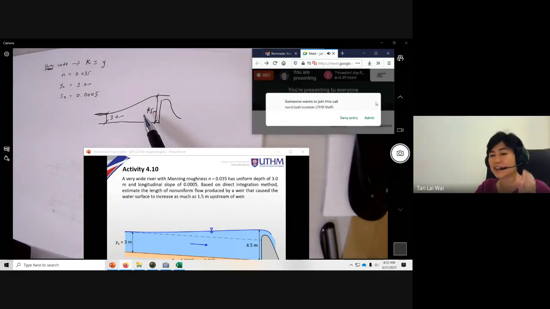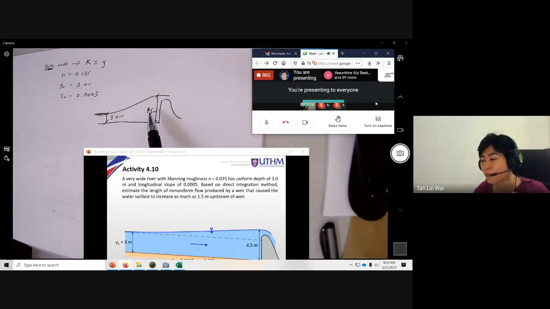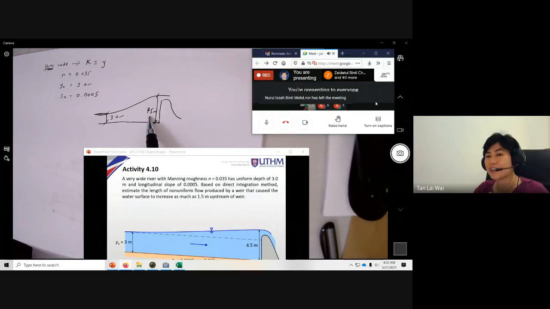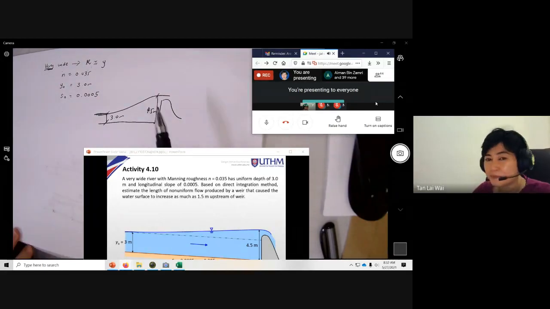It doesn't say increase to. If it says increase up to 4.5 meter, then you don't have to add anything, you don't have to add 4.5 to 3, it's just 4.5. If it says increase as much as 4.5 meter, that means 3 plus another 4.5. You get it? I hope you are clear. You need to read the question properly.